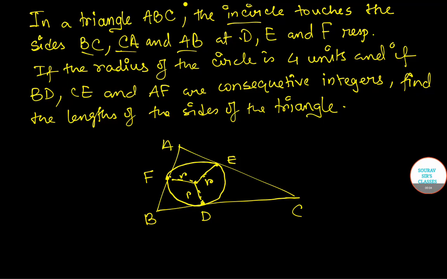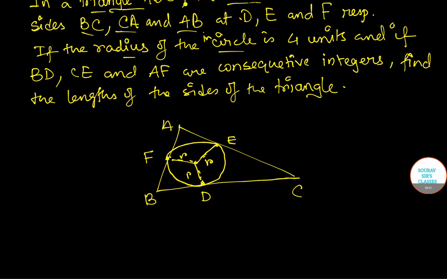Today I'll be talking about some RMO geometry problems. Let's start with this question. In a triangle ABC, the incircle touches the sides BC, CA and AB at D, E and F respectively. The radius of the incircle is 4 units. And if BD, CE and AF are consecutive integers, we will have to find the lengths of the sides of the triangle. So basically we know that BD, CE and AF are consecutive integers.